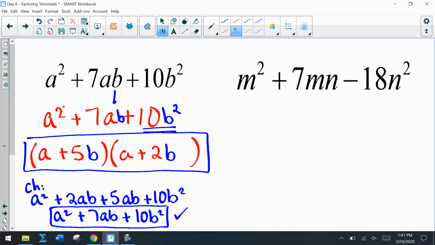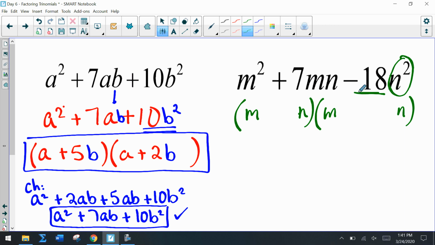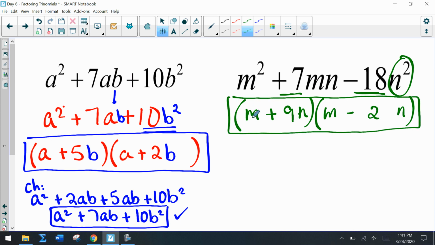So we can do that same strategy for this next problem as well. What are factors of the last term that add up to the middle term? I know I have an m and an n. And we can put an n there in the end as well because we know we have this n squared. Let's think about the numbers. What are factors of negative 18 that add up to positive 7? So we have 9n and 2n. So m plus 9n times m minus 2n are the factors. Those ones are a little bit trickier, but don't let this added variable within the problem confuse you.